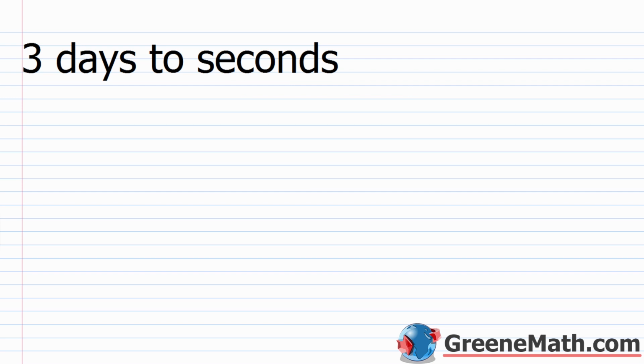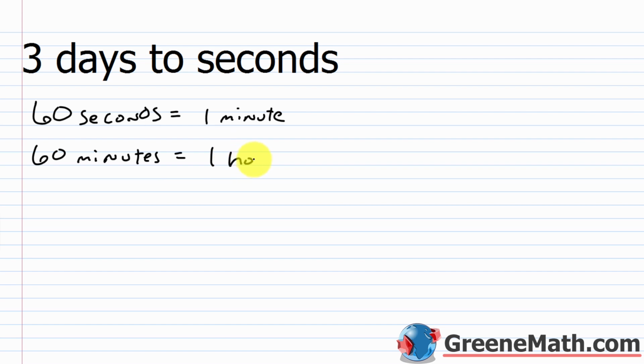All right, let's look at one that's a little bit more tedious. And in this scenario, we're going to do multiple conversions in one shot. So we have 3 days to seconds. So we don't know the relationship between days and seconds. And you can figure it out, but in most cases, you're going to know the relationship between seconds and minutes, minutes and hours, hours and days. So what you'll do is, let's start out by saying, we know there's 60 seconds in 1 minute. We know there's 60 minutes in 1 hour. And we know there's 24 hours in 1 day.